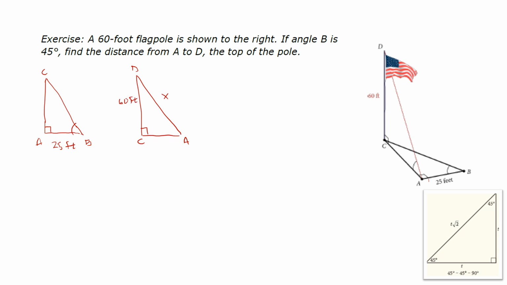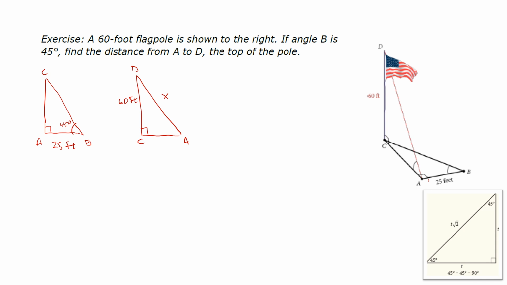Okay, so let's reread the problem just to make sure we have everything labeled. A 60-foot flagpole is shown to the right. So our flagpole is CD, and CD here is labeled 60 feet. If angle B is 45 degrees, so we know that this is a 45-degree angle, we want to find the distance AD. So that's labeled X.